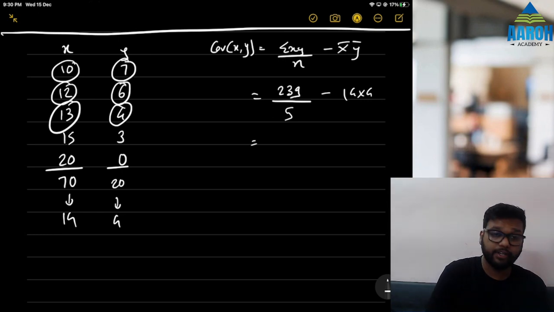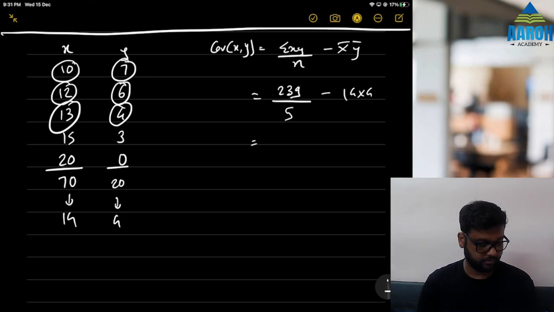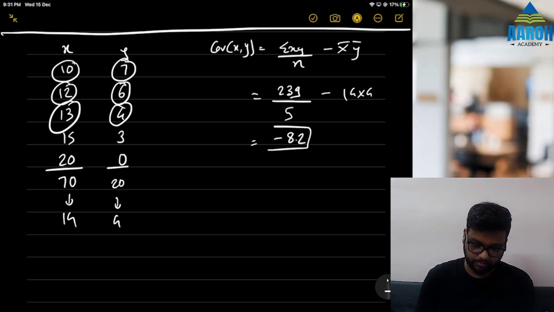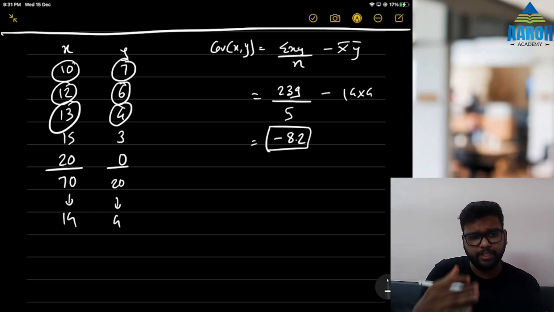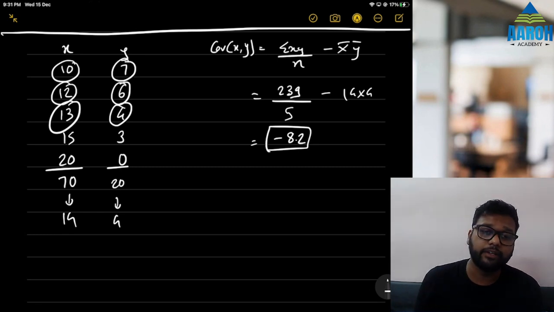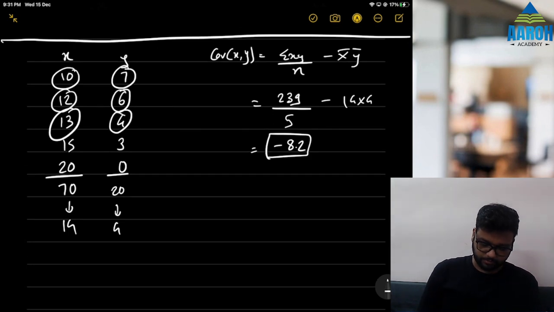If anyone has got it till now, anyone? Covariance. Yes, sir. How much? Negative 8.2. Correct. It is less likely that they will give a very complex example in the exam to calculate all this, but still it can come. Even if one question comes, it will give you bonus marks. Fine. Covariance.